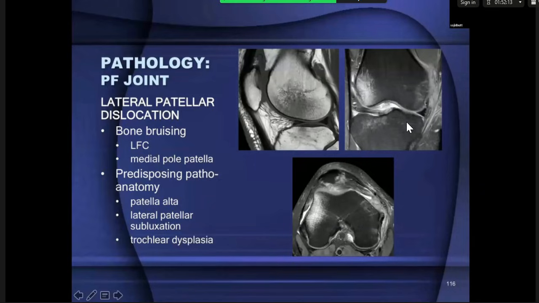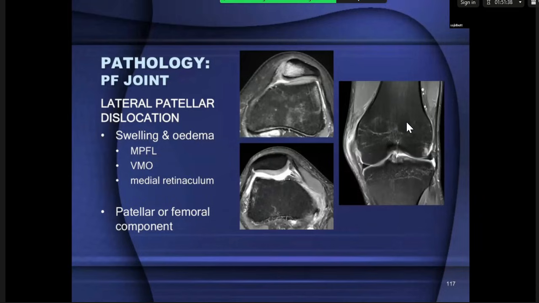the MPFL structures and the vastus medius obliquus. And then you've got significant bone bruising on the lateral surface of the femoral condyle. The patella was actually gone here and then relocated. And you've got significant bone bruising present on the lateral margin of the femoral condyle, low T1, bright T2. So that's the classical appearance of a patellar subluxation and subsequent relocation effects. Tends to happen more in patients with high riding patella and in patients with trochlear dysplasia, as I explained earlier.